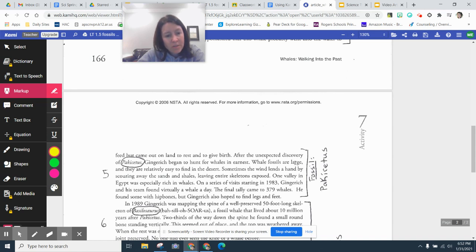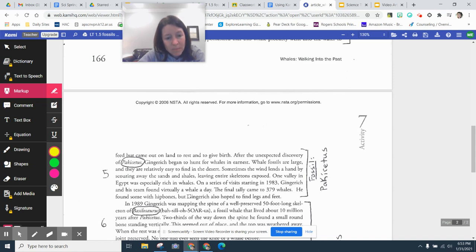Whale fossils are large and they are relatively easy to find in the desert. Sometimes the wind lends a hand by scouring away the sands and shells, leaving entire skeletons exposed. One valley in Egypt was especially rich in whales. On a series of visits in 1983, Gingrich and his team found virtually a whale a day. The final tally came to 379 whales.